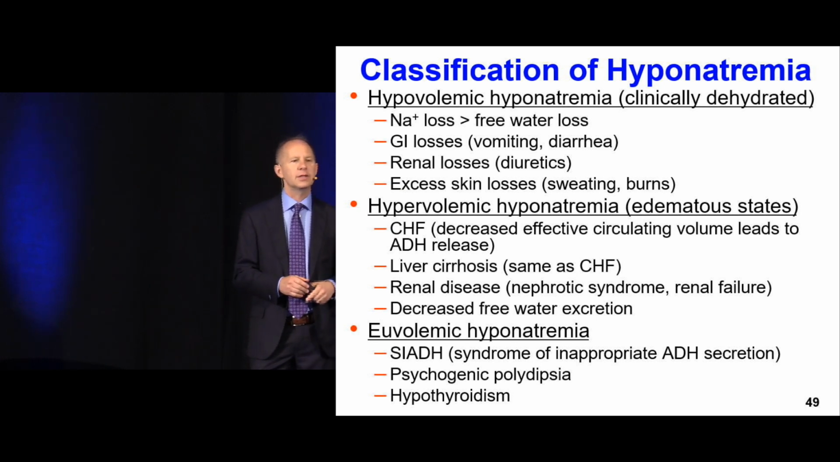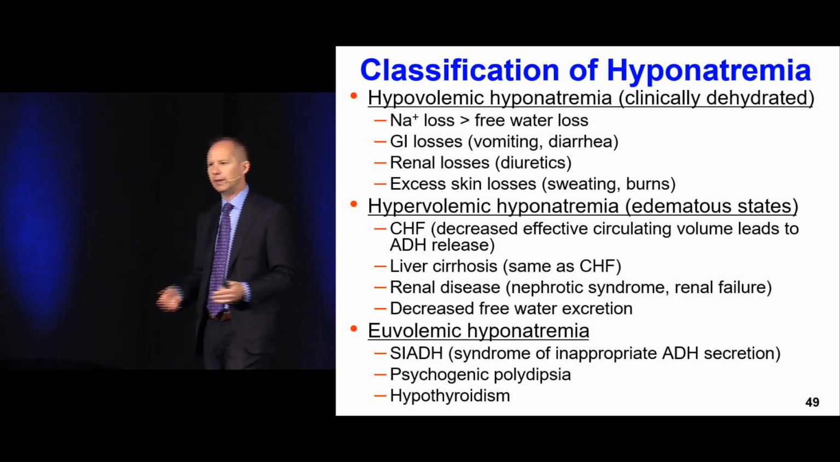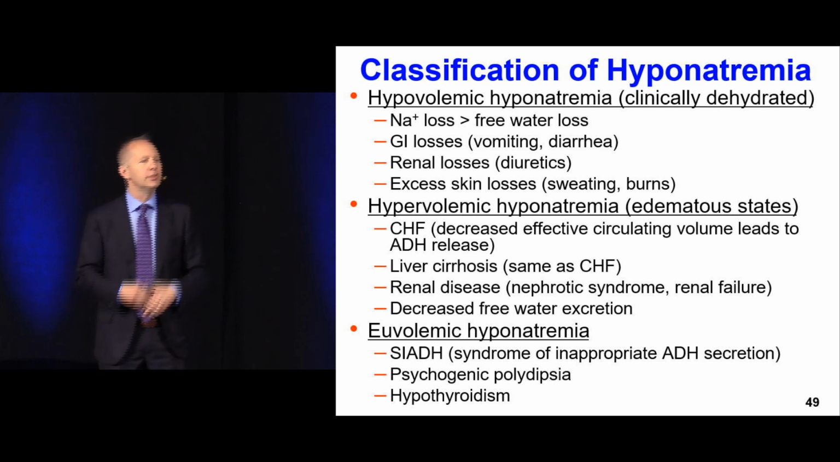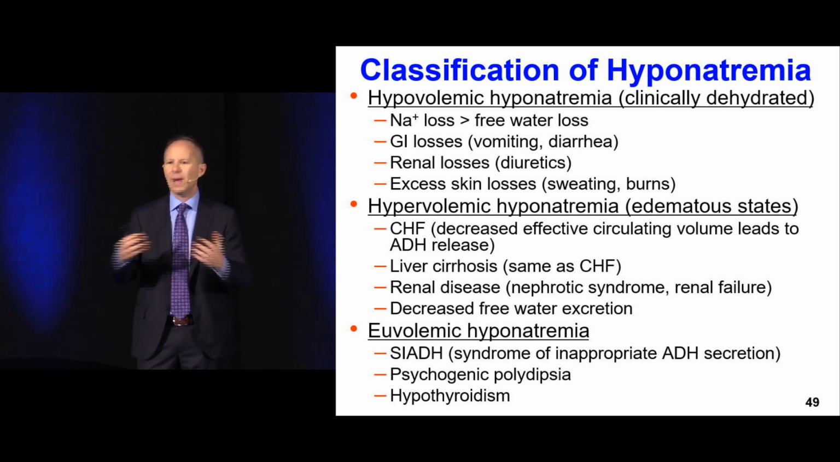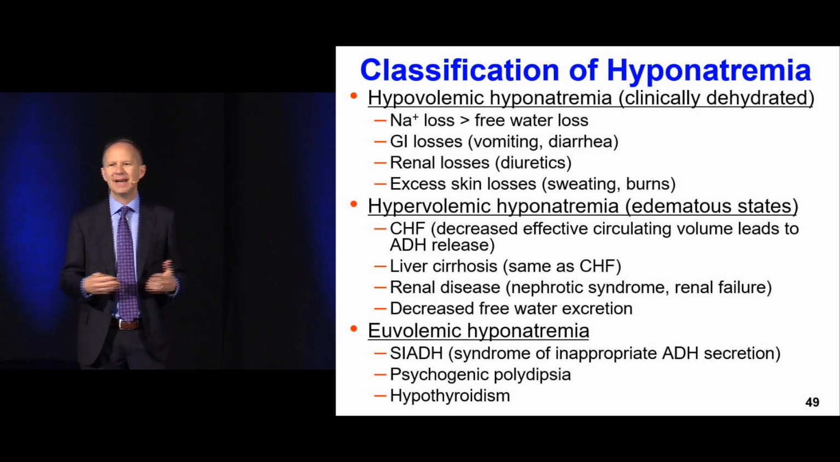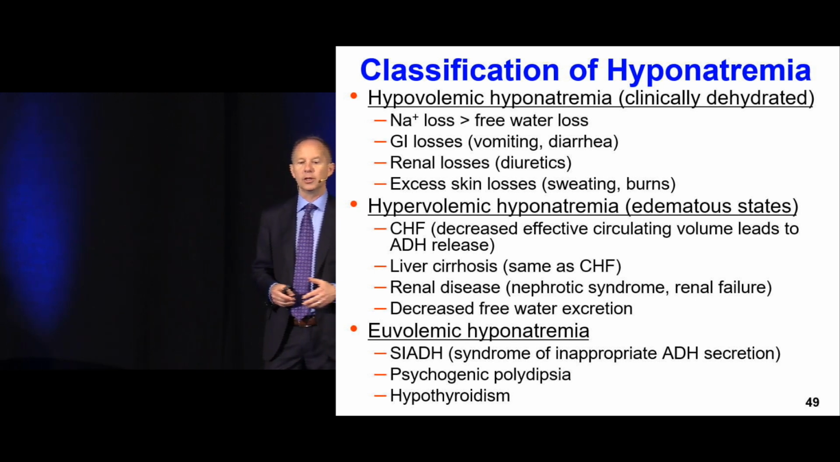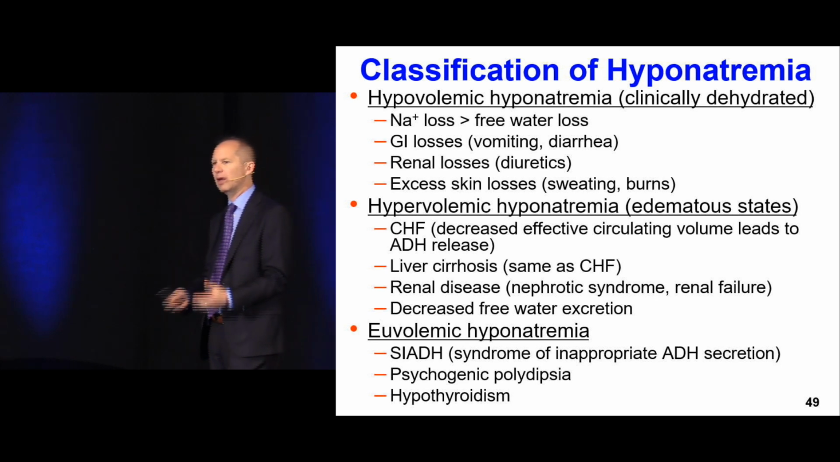So, for example, hypovolemic hyponatremia. This is somebody who's dry and has lost sodium. So they lost sodium and they lost water. How do you get that? GI, renal, sweating, things like that. So GI, vomiting, diarrhea, renal, diuretics, things like that. All those sorts of things will do it, right? So they're dry, they lost sodium, they lost water.